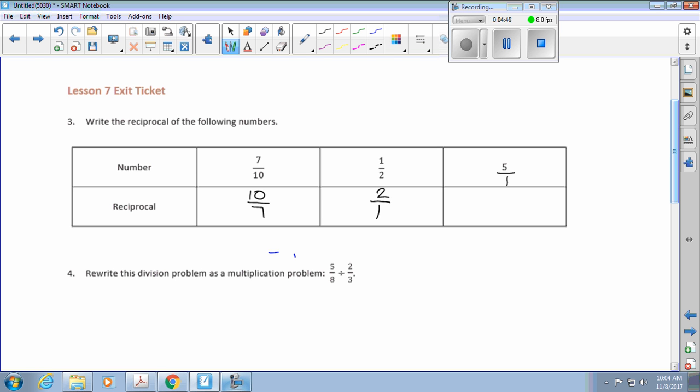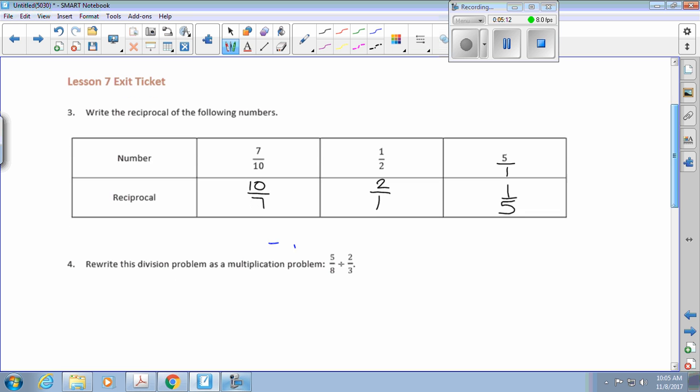So 5 divided by 1 is 5, right? So we are not changing the value of that when we put it over 1. We just want to make sure we have a numerator and a denominator. So now that we have both of those key components, we can find the reciprocal. Justin, what is the reciprocal of 5 over 1? 1/5. Very good. How are we feeling about finding the reciprocal of a number?